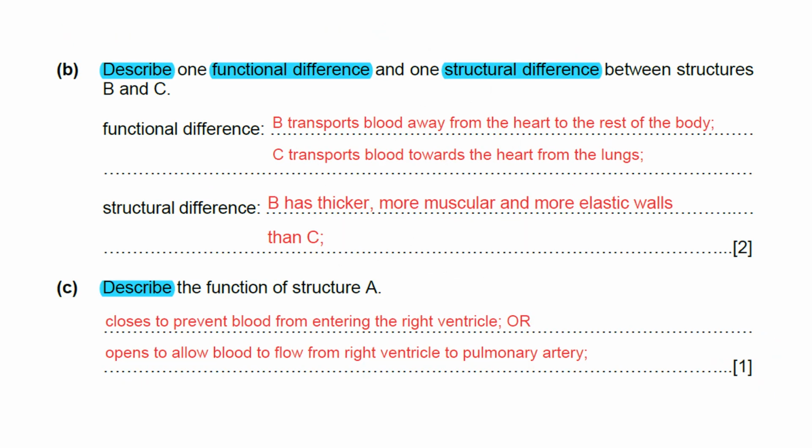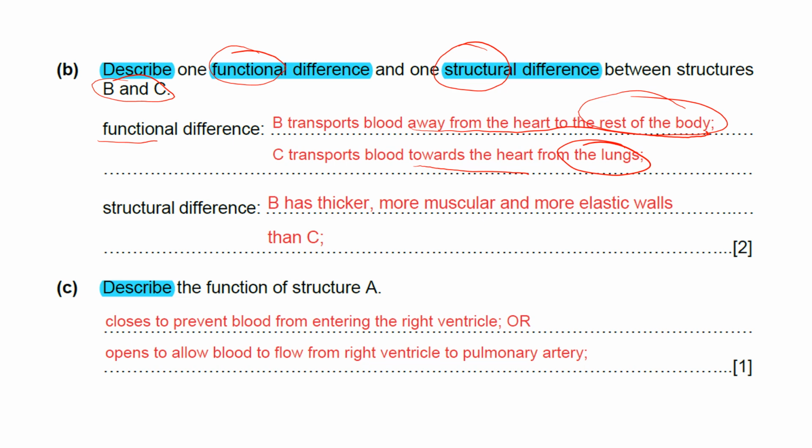Okay? For part B, describe one functional difference and one structural difference between B and C. If your labeling for B and C is correct, then you should know that B is an artery known as the aorta, and C is the pulmonary vein, which is a vein. Okay, so for the functional difference, it is basically the function of an artery and a vein. The artery transports blood away from the heart, in this case the aorta, so to the rest of the body. For part C, it is the pulmonary vein, and pulmonary vein transports blood towards the heart, but because it is pulmonary vein, maybe you can write from the lungs. Okay, this will make your answer stronger.